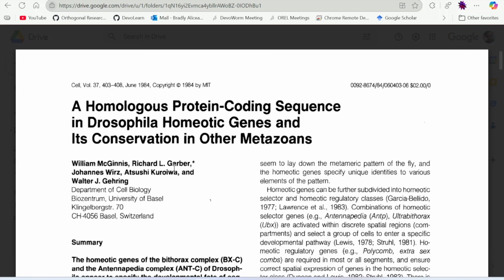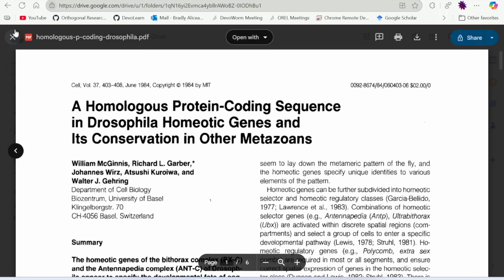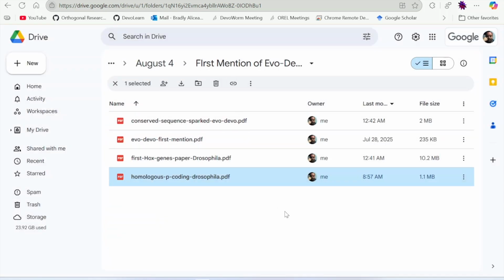Okay, so that's all I have to say about the origins of EvoDevo and some of the early findings of EvoDevo.